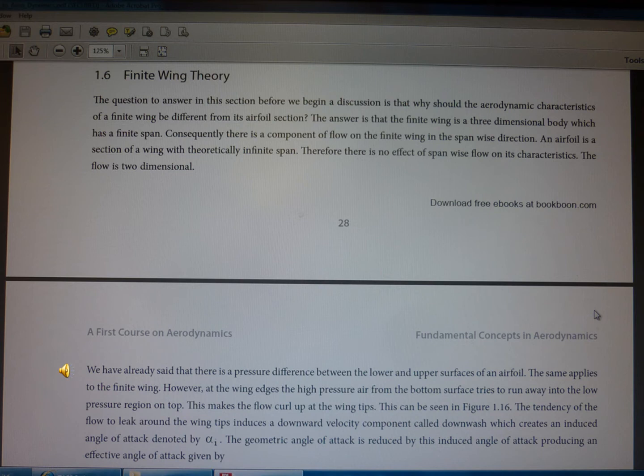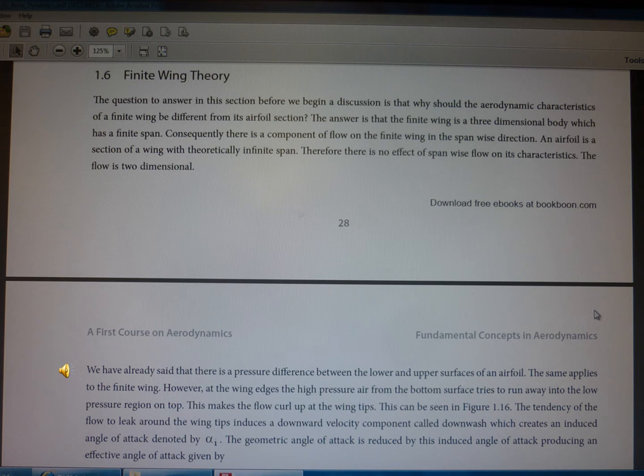The question to answer in this section before we begin the discussion: why should the aerodynamic characteristics of the finite wing be different from the aerofoil section? The answer is that the finite wing is a three-dimensional body which has a finite span. Consequently, there is a component of flow on the finite wing in the spanwise y direction.